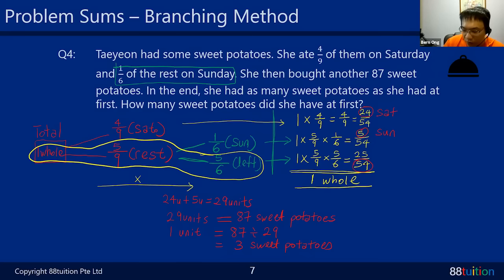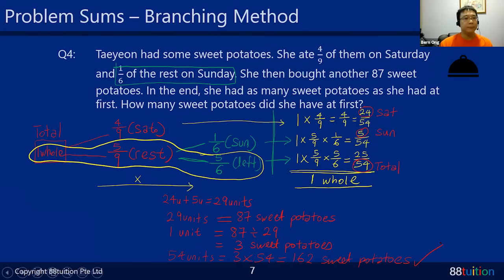54 is the total, remember? So once you get to this yellow color portion, look at the laser pointer. This portion tells a lot of the story. Every part of the story is being told here. So 54 is the total. 5 is eaten on Sunday. 24 is eaten on Saturday. Can you see? So now the question is asking for 54 units. So 54 units is equal to, simply take 3 times 54. Many of you said it's 162. Okay, I copy your answer. 162 sweet potatoes.